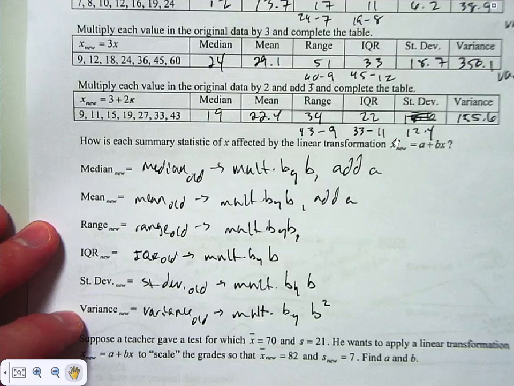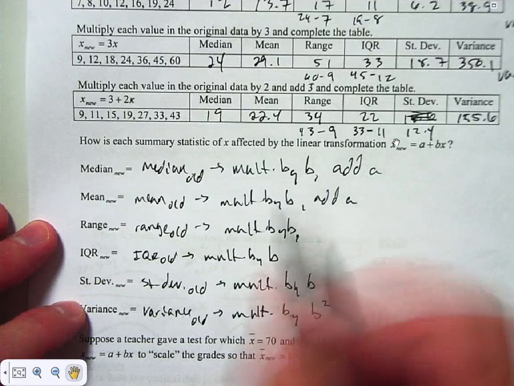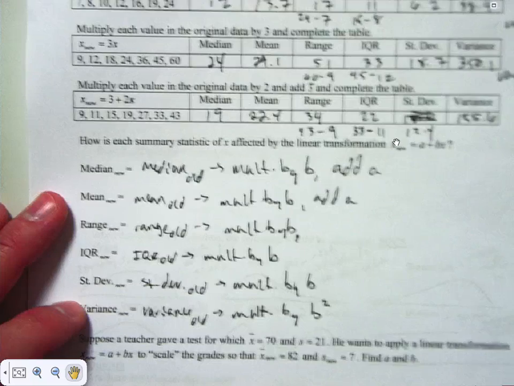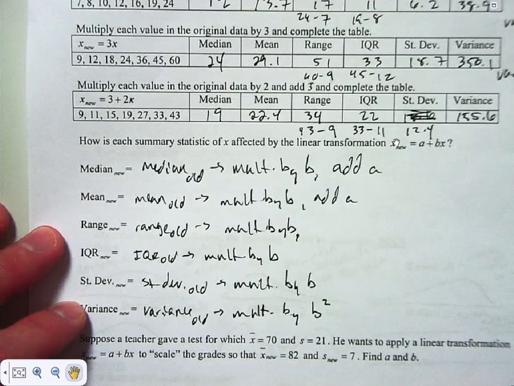Now, sometimes we have to add the constant first before we multiply by the constant. I'll show you why in just a second. But these are the rules. The measures of center are affected by multiplying and by adding. The measures of spread are only affected by multiplying.